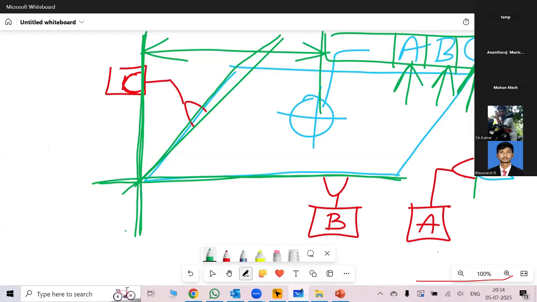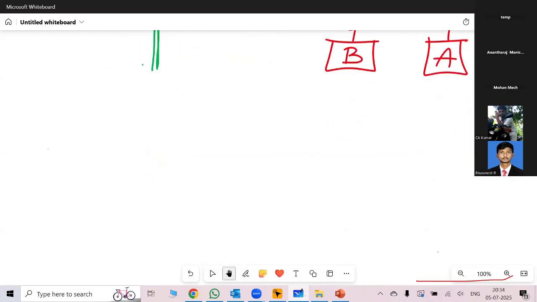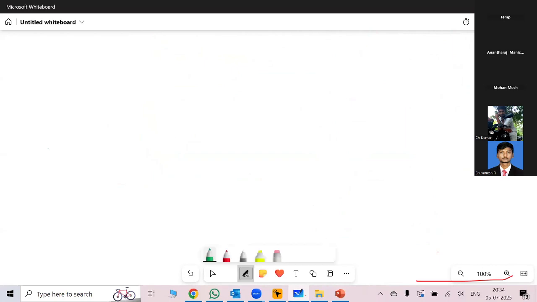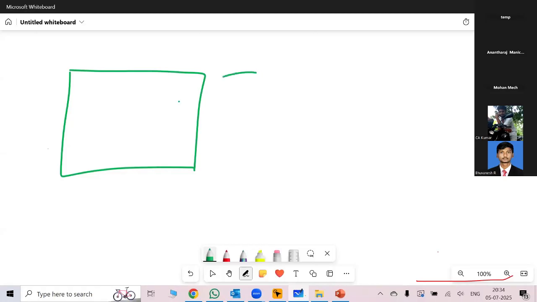First rule of GD&T is rule number 1. As I told, it will control the size as well as form. Let us say that I have a part with 25 plus or minus 1 mm. Now this plus or minus 1 mm is given for size control. But along with size, we are going to control the form also.